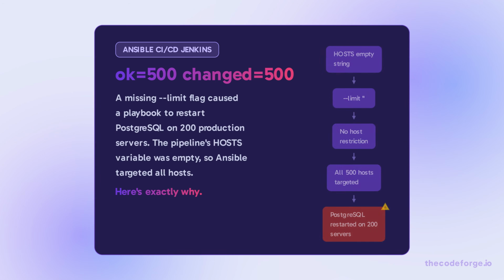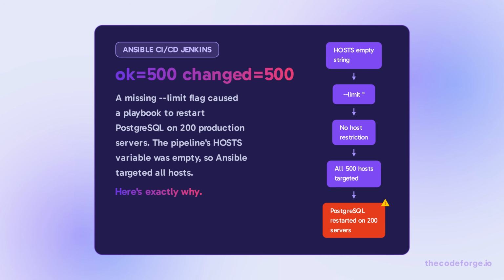A missing limit flag just caused a playbook to restart PostgreSQL on 200 production servers. The pipeline's HOSTS variable was empty, so Ansible targeted all hosts. Here's exactly why. Let's start with the basics of Ansible in CI/CD.